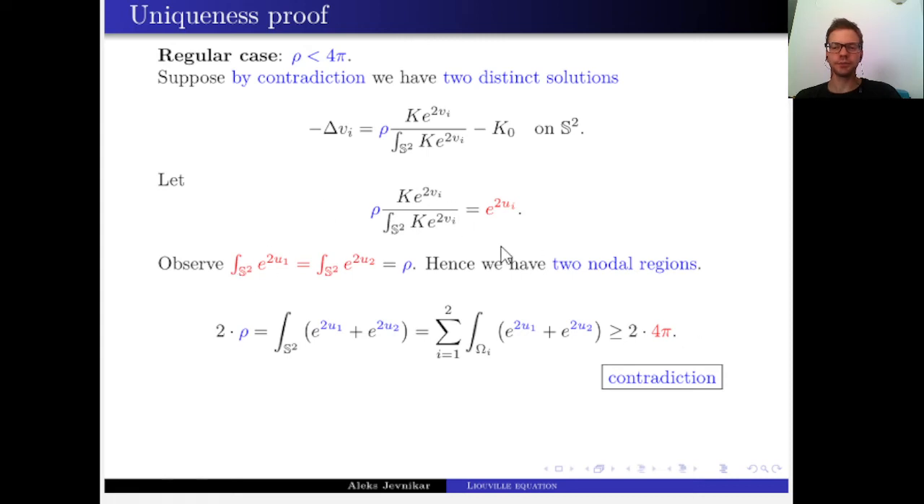So at the end you get that the parameter rho has to be bigger than or equal to 4 pi, and this is in contradiction with the assumption with which we started, rho strictly less than 4 pi. So this is the very rough idea of how the proof goes for the regular case.